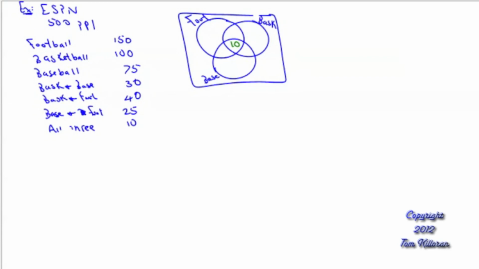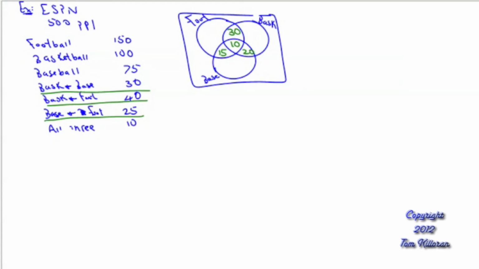All right, then go between football and basketball. Football and basketball is right here. How many are there? 40. 10 of them are already accounted for. That leaves me 30. So this should add up to the 40. All right, then football and baseball. How many? 25 are all in there, but 10 of them are already accounted for. So that leaves me 15. These two should add up to 25. All right, basketball and baseball. That's this one. 30. But I already have 10. So this has to be 20. That makes sense, right?